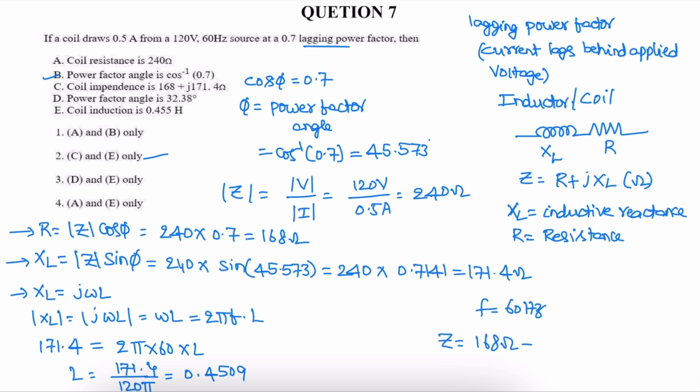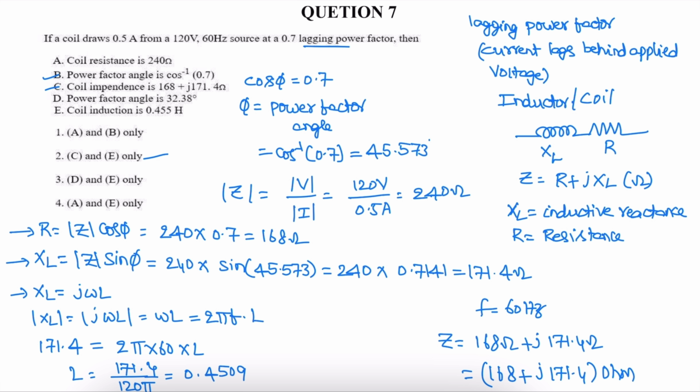168 ohm plus jXL. What is the XL value? It is 171.4 ohms. That is 168 plus j171.4 ohm. Statement C is correct. Next, power factor angle is 32 degrees.